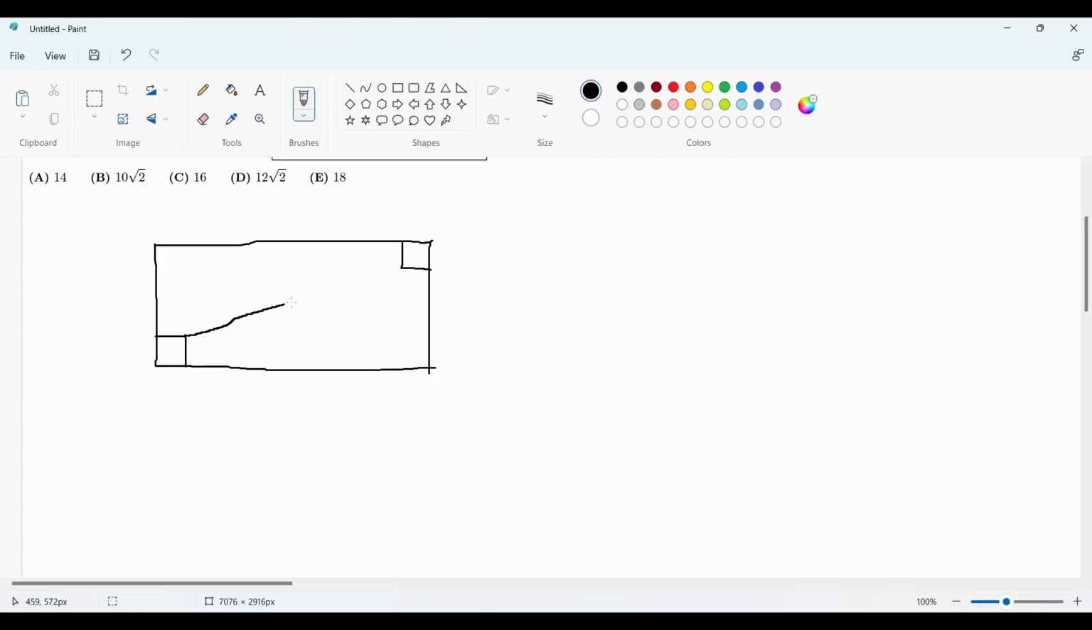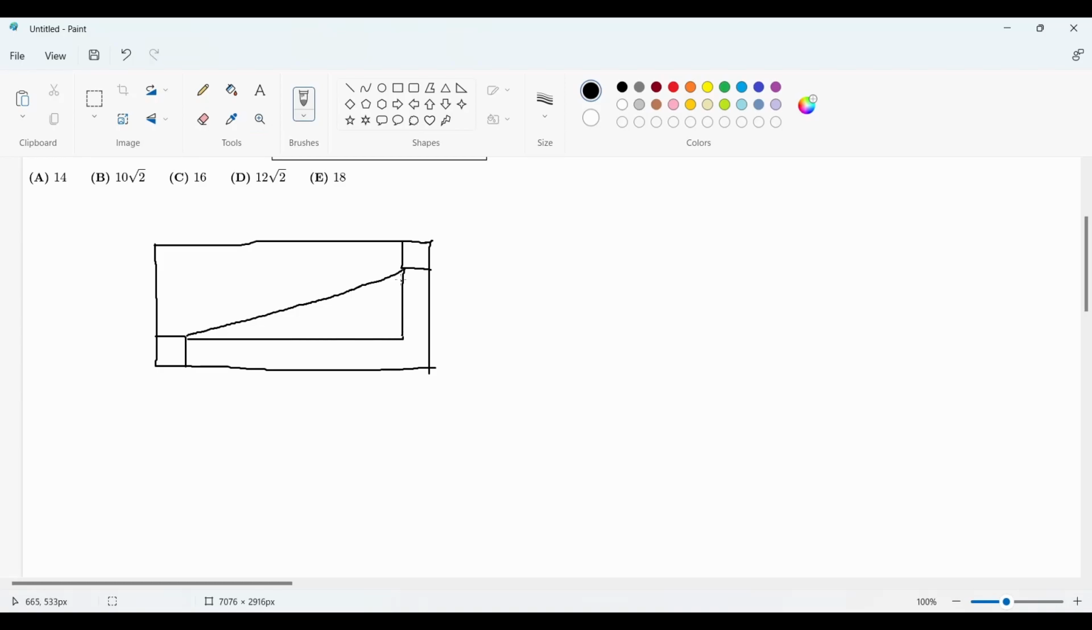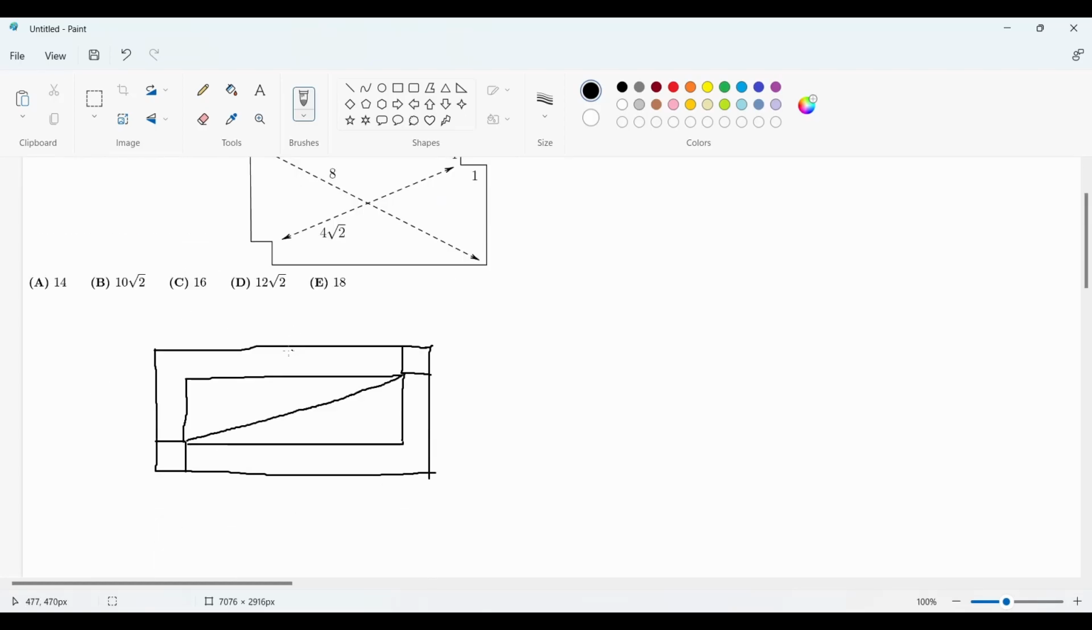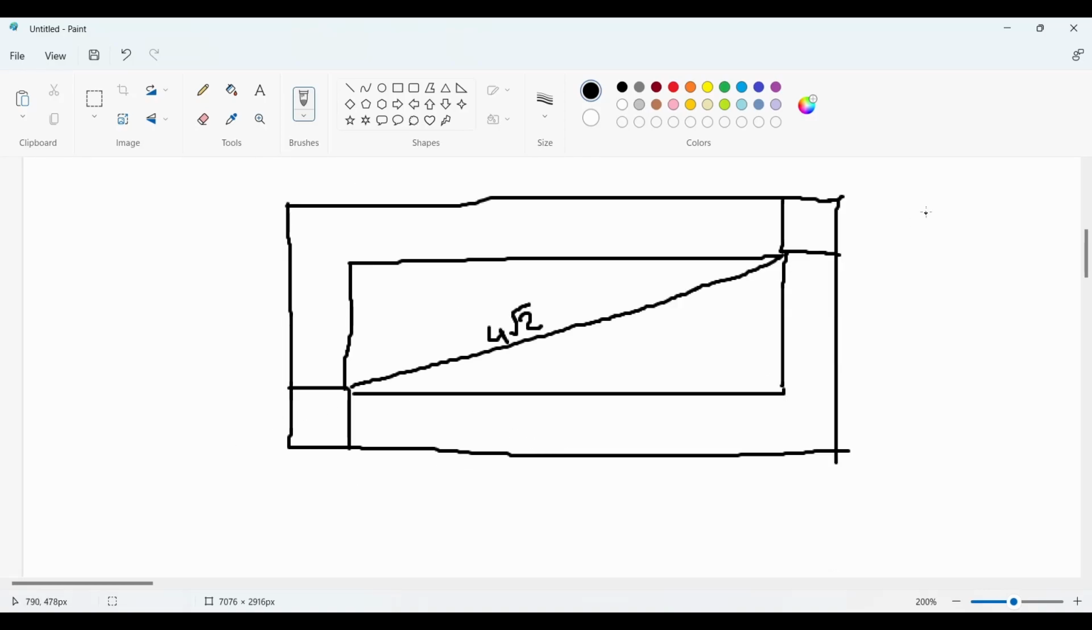And we're given this length, which appears to be the diagonal of a smaller rectangle. I'll try drawing that smaller rectangle in now. Okay, so now I'll start labeling. This is 4√2. And the whole diagonal is 8, but I'll just keep that in mind. And these are side lengths of 1, which I think is important.